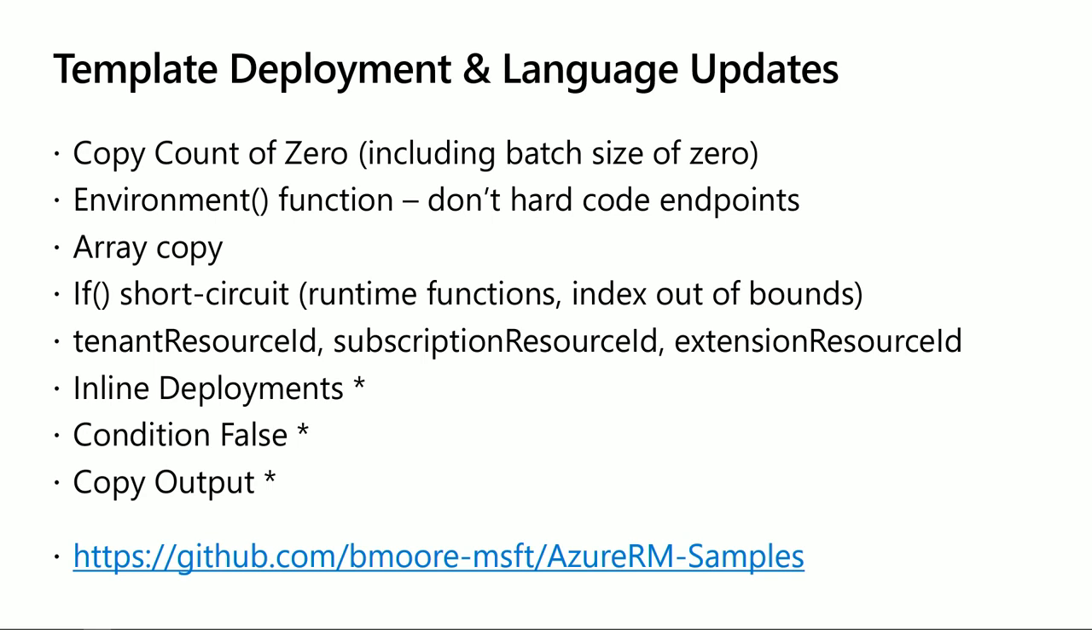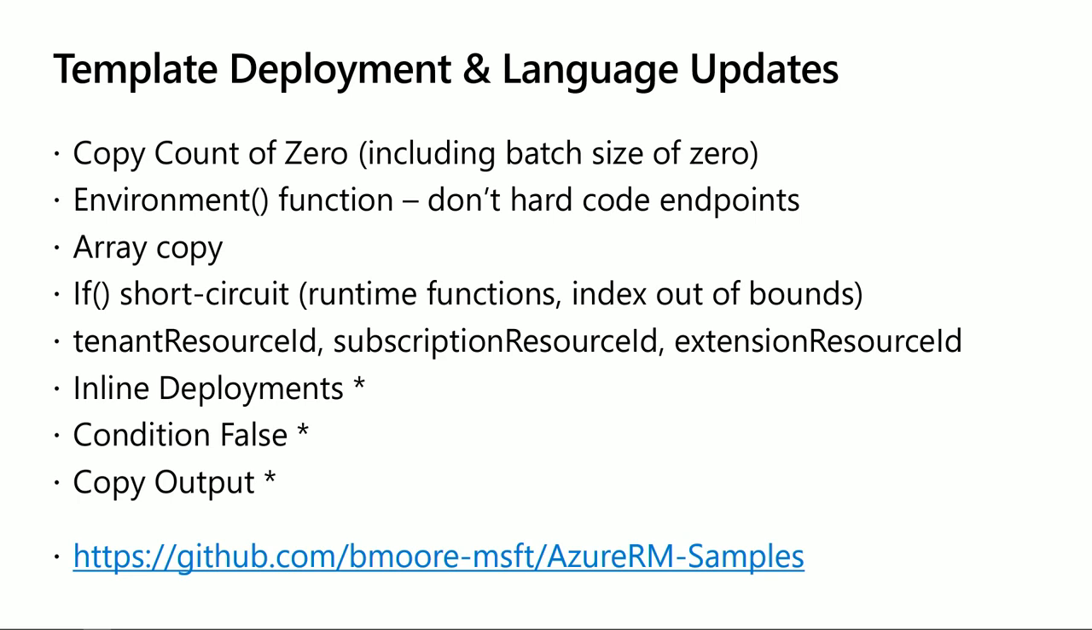A couple resource ID functions. So now that we have new scope deployments, which I'll talk about in the next slide, we have resource ID functions to generate resource IDs for those scope of resources. And then the last three with the star are ones that are anywhere from code review to being deployed. They're not live yet, but they should be soon, in the next couple weeks.